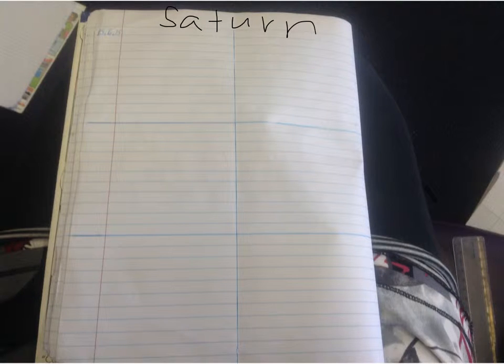The box at the top on the left, I want you to write in there "looks like." Each of the boxes is going to be for a different thing to do with your planet. The second box says size. S-I-Z-E, size. I know mine's really messy.